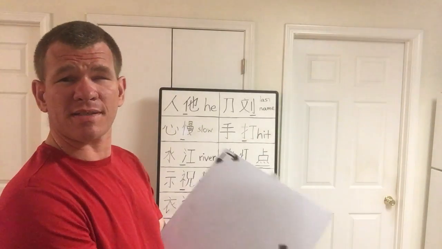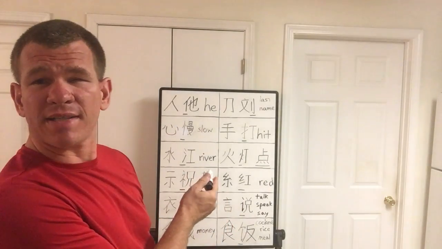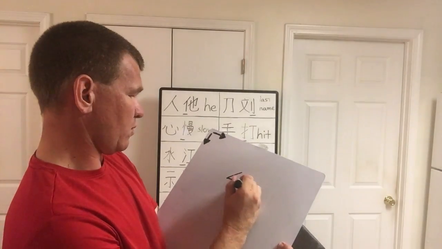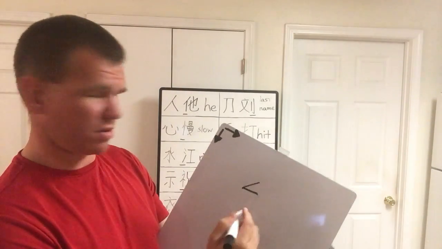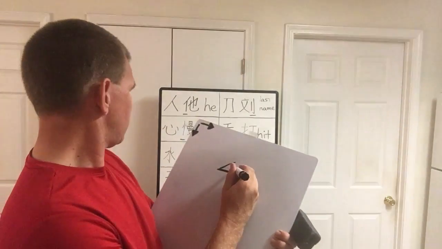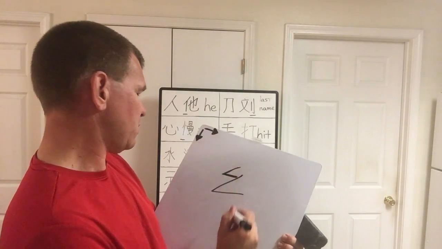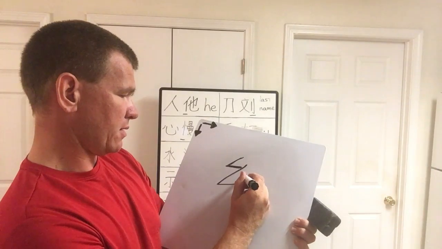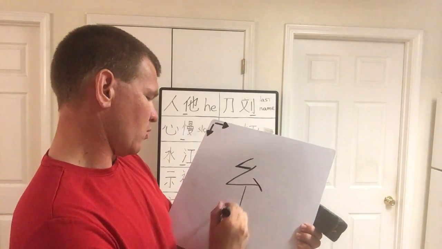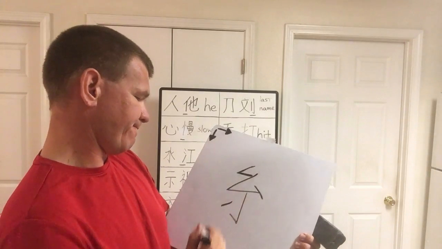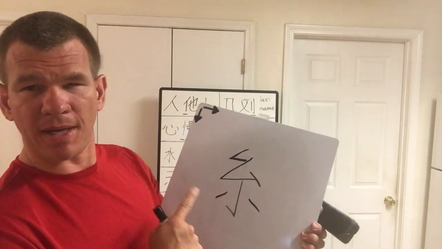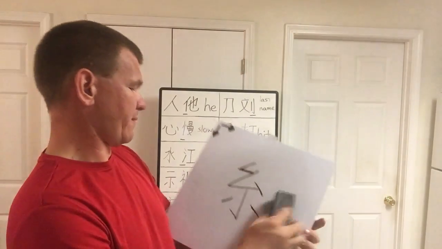All right, the next one is fine silk. 1, it's one whole stroke. Okay. 2, 3, 4, 5, 6. That's what it looks like by itself.